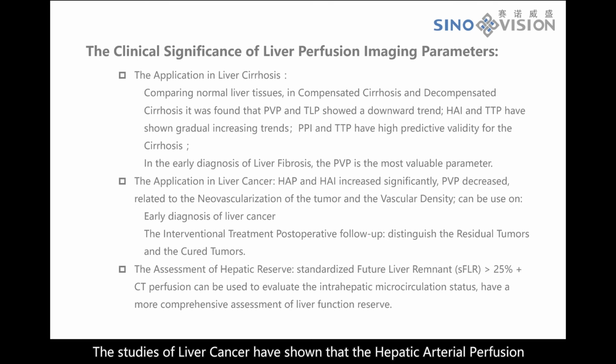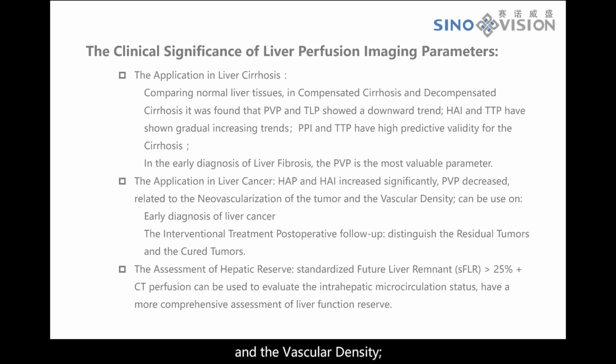The studies of liver cancer have shown that the hepatic arterial perfusion and the hepatic perfusion index increased significantly, and the portal venous perfusion decreased, which may be related to the neovascularization of the tumor and the vascular density. According to this feature, it can also be used to distinguish the residual tumors and the cured tumors after the interventional treatment. Prior to the hepatic resection, the assessment of hepatic reserve is required.